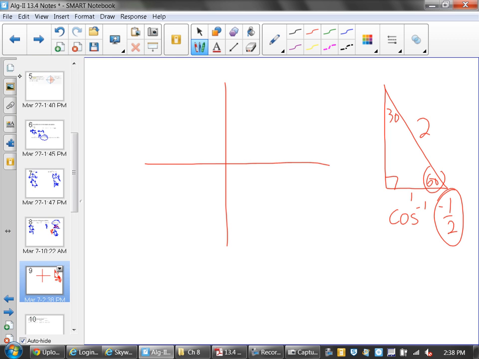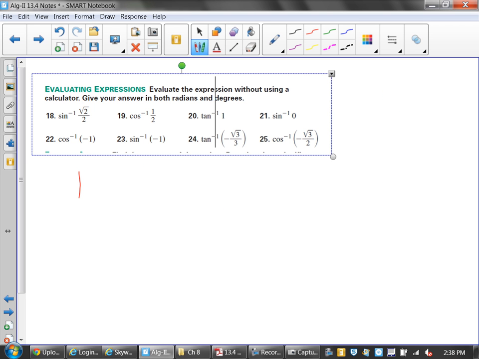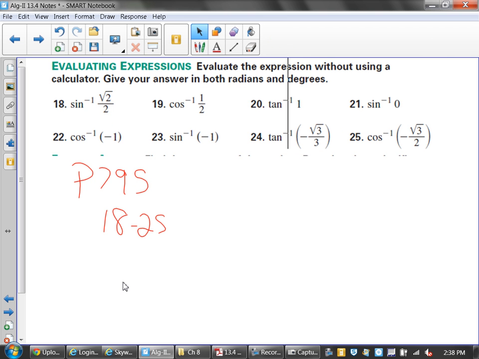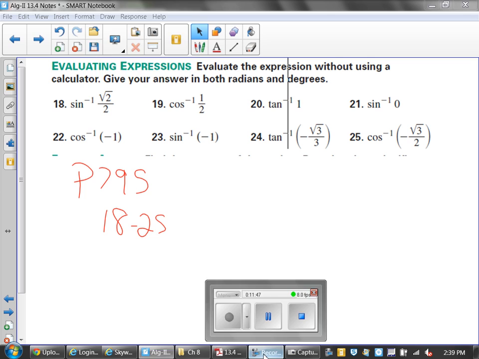It's on page 795, 18 through 25. There's 8 of them. You're doing inverses. Please give me degrees and give me radians. If we just did them, can we just write the answer? That's fine. We didn't just do it.